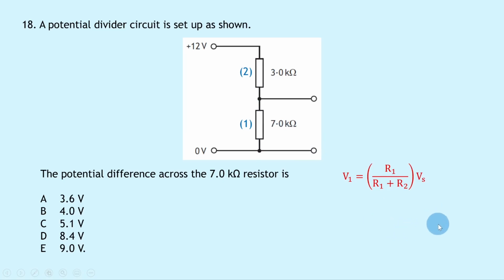And then we can sub in the values, and I'm going to convert from kilo ohms into ohms for both. So we have 7,000 over 7,000 plus 3,000 times 12, where 12 was the supply voltage. And if you put that into your calculator, you should get an answer of 8.4 volts, which is the option D in this case.